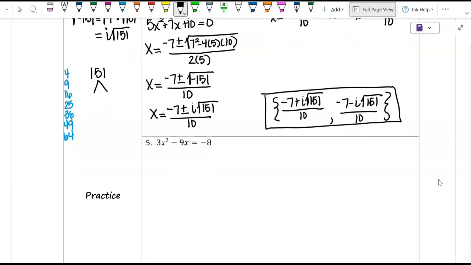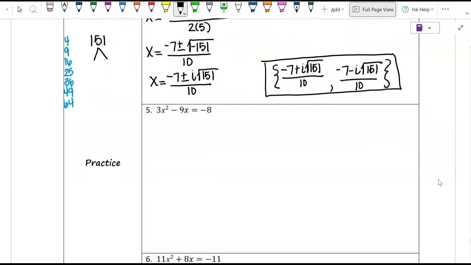All right, number 5, 3x squared minus 9x equals negative 8. Add that 8 to both sides. 3x squared minus 9x plus 8 equals 0. So A is 3, B is negative 9, C is 8.